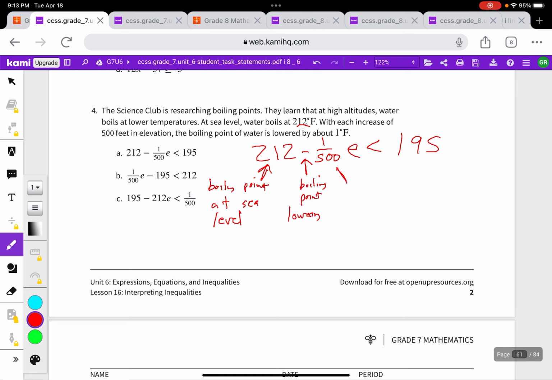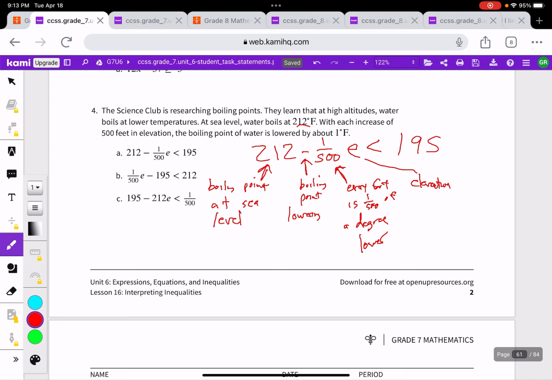This 1/500th means every foot is 1/500th of a degree lower. And E stands for the elevation. Now, we're not done yet.